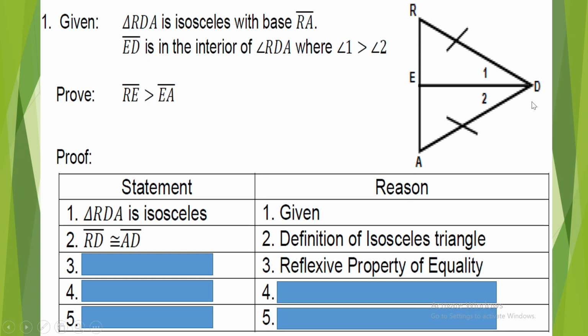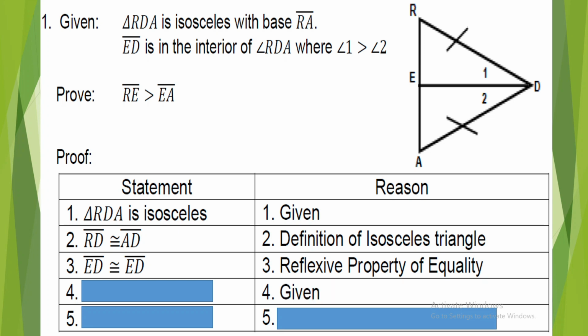So if you're going to look at the figure, there are two smaller triangles formed. Those are triangle RED and triangle DAE. Based on those two triangles, we have a common side, and that is segment ED. So we can say that segment ED is congruent to segment ED by the reflexive property of equality or congruence.